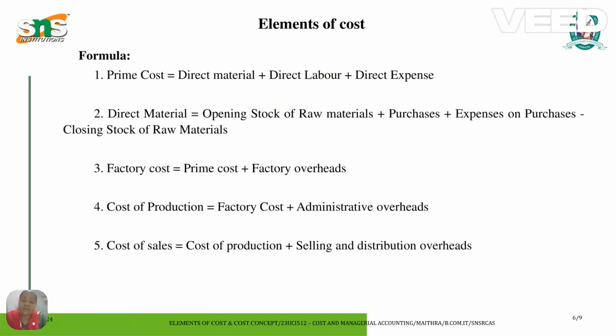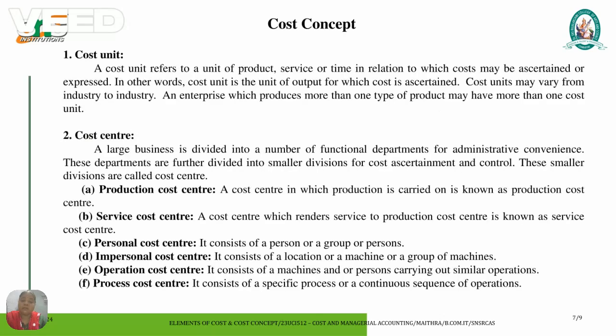Next, the elements of cost. Prime cost can be identified with the help of the formula: direct material plus direct labor plus direct expenses. Direct material can be calculated as: opening stock of raw material plus purchases plus expenses on purchase minus closing stock of raw material. Factory cost is prime cost plus factory overhead. Cost of production is factory cost plus administration overhead. Cost of sales is cost of production plus selling and distribution overhead.